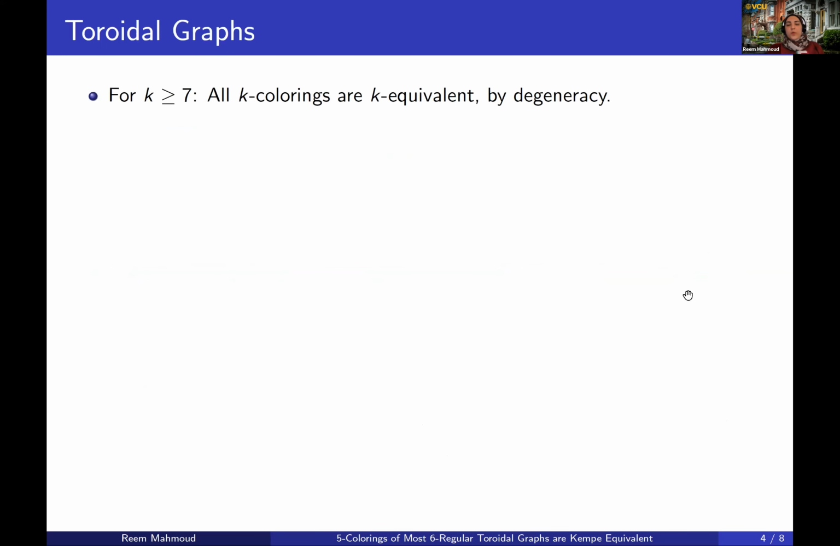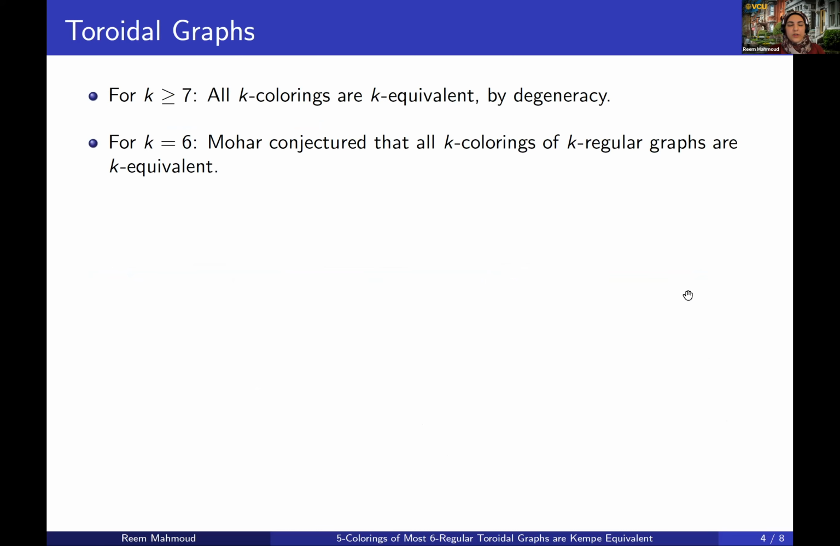So here is what we know for toroidal graphs. We know that for k greater than or equal to 7, all k-colorings are k-equivalent, and that's just by the degeneracy lemma, because toroidal graphs are 6-degenerate. When it comes to 6-colorings, there are two results that combined give us what we know. In that same paper, Mohar conjectured that all k-colorings of k-regular graphs are k-equivalent.